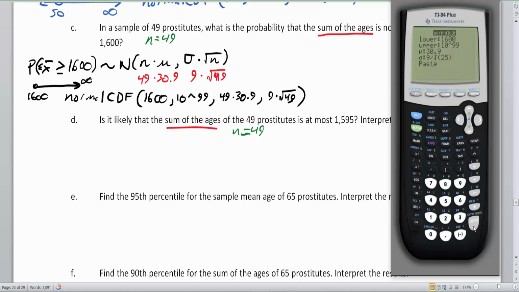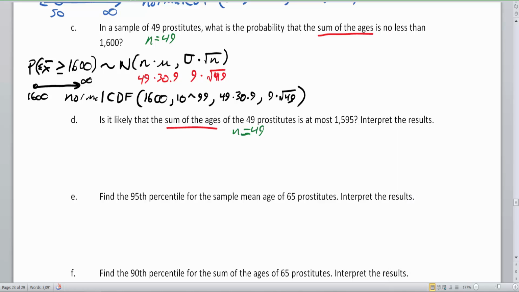Looks like we have our upper bound from the last problem. Now our mu is going to be 30.9 times 49. You can do that in any order, thanks to commutativity. Now we've got 9 times the square root of 49, which I know is 7, but I can just type everything in and let it paste in the function and get an answer of only 8.6%, or 0.086.